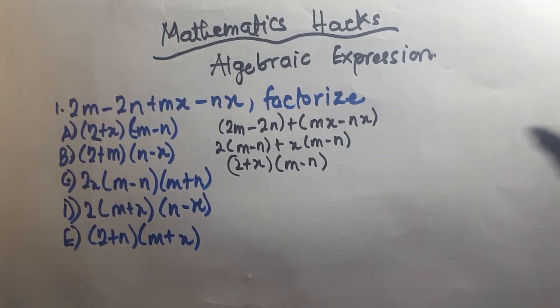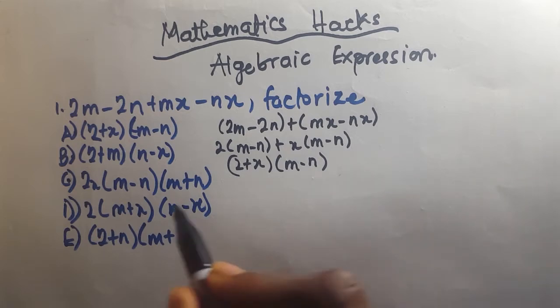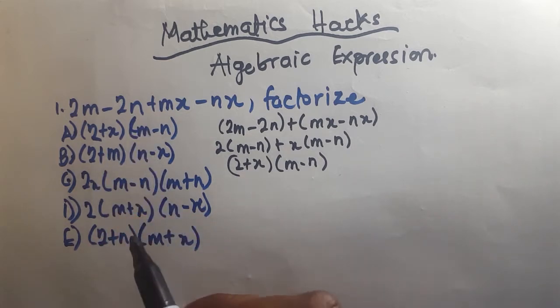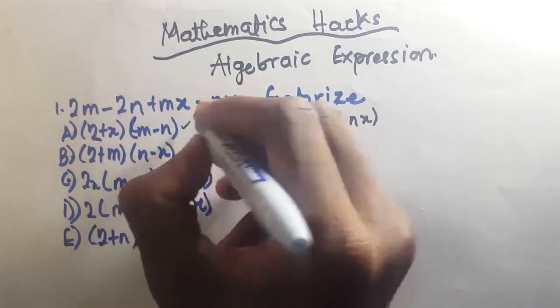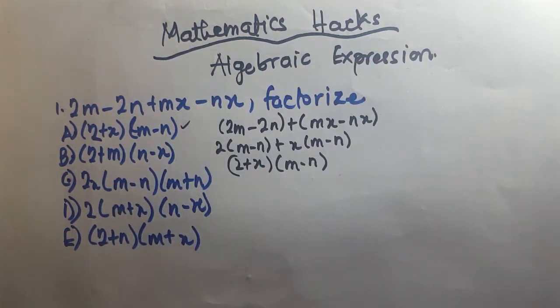Now, sometimes this is very simple. Sometimes you are given complicated ones, and by the time you are done, you are wondering if what you've done is right. I'm going to show you how to check your answer. So, looking at the answers you have here, it looks like A is the correct answer. And how do I know that A is correct?